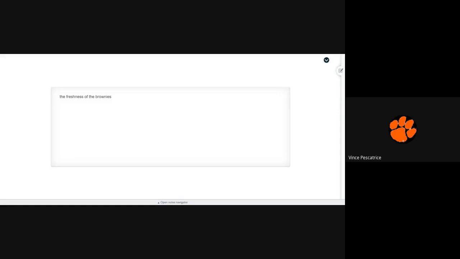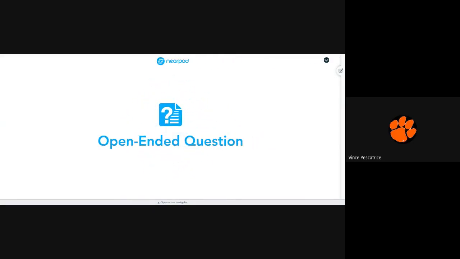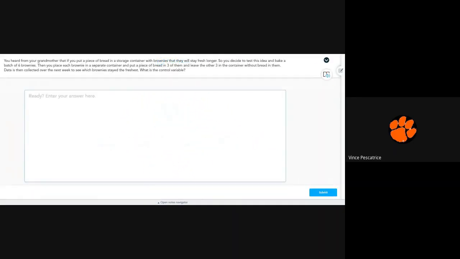Very good. So in order to determine how fresh the brownies will be, what are we comparing the freshness of the brownies to? So when you do an experiment, it's called the control. The control is the thing that you compare the experiment where you change something to.